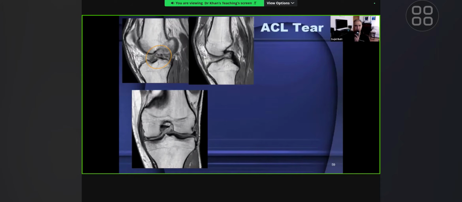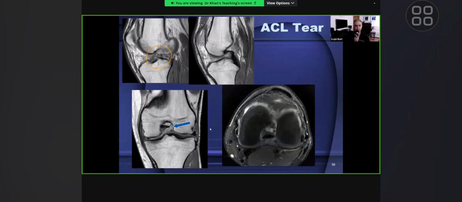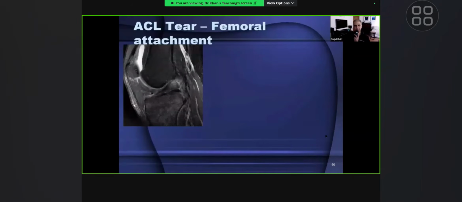If you look at the same structure in the coronal plane, we can see the medial side occupied by an intact PCL, but the ACL is gone in the coronal plane. And similarly, in the axial plane, towards the lateral side, there is just some fluid signal intensity with a few floating ligament fibers representing a torn ACL.